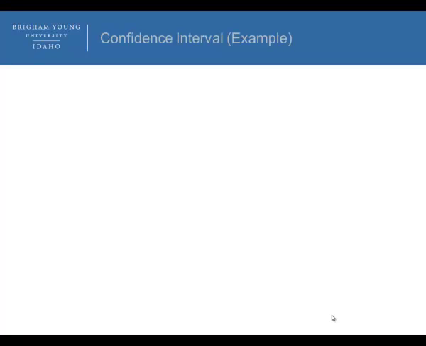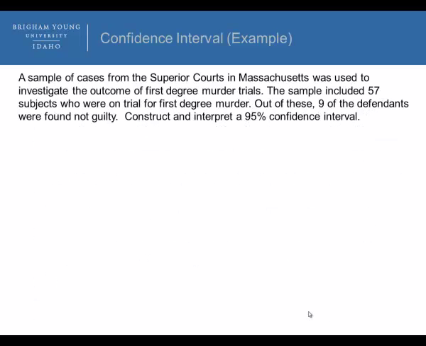A sample of cases from the Superior Courts of Massachusetts was used to investigate the outcome for first-degree murder trials. The sample included 57 subjects who were on trial for first-degree murder. Out of these, 9 of the defendants were found not guilty. Construct and interpret a 95% confidence interval. If you want to stop the video and see if you can do this yourself, that would be great.